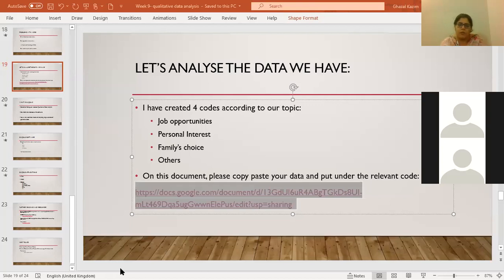Can we all do that? Can we put our reasons for choosing literature from our respondent or from ourselves under these 4 codes? Can you open the document and copy paste your data in there? Is it clear? Do you know what you have to do? If you have more than 1 reason, you can give it in more than 1 code. So for example, if Samra, your participant says that I chose literature because it was my personal interest, because I was very interested in it, then you copy paste that quotation and put it under personal interests. Okay.